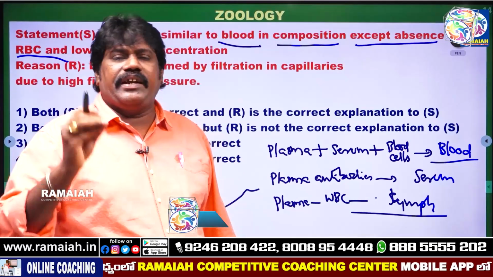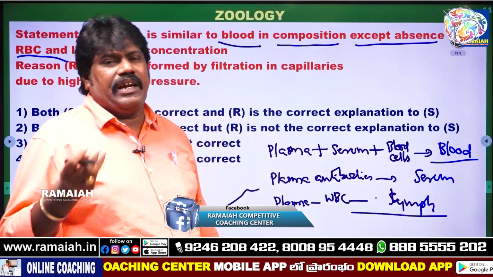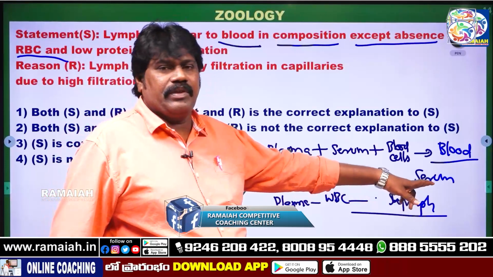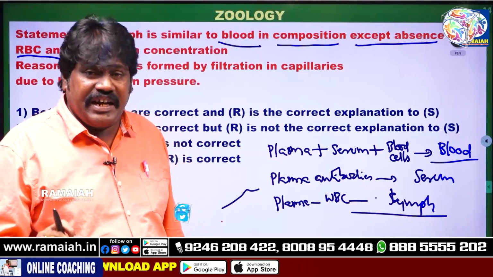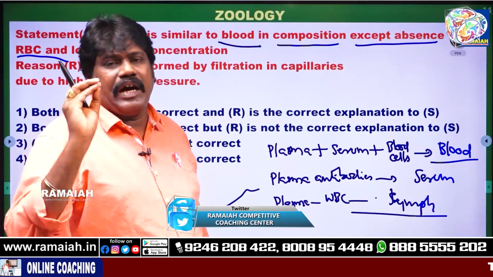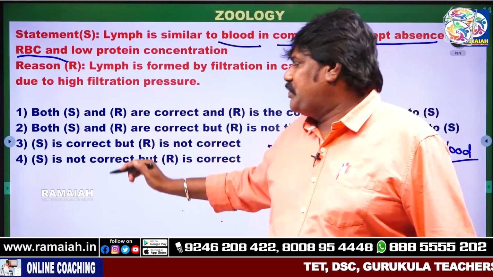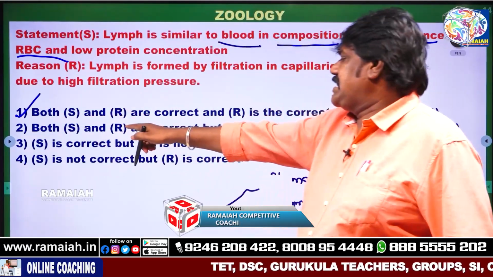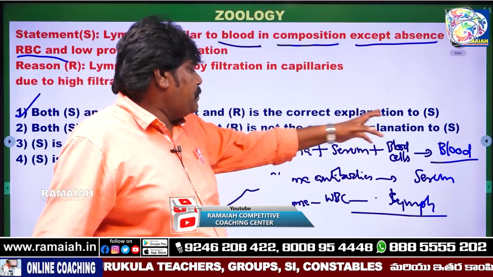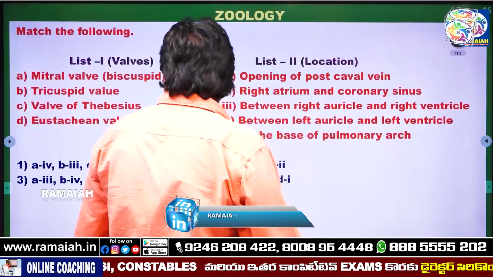The fluid containing plasma, serum and blood cells is called blood. The fluid plasma containing only antibodies is called serum. The plasma containing only a little amount of WBC and lacking RBC is called lymph. So both statements are correct. That's why the right answer is both S and R are correct, and R is the correct explanation of S. Okay, next question.